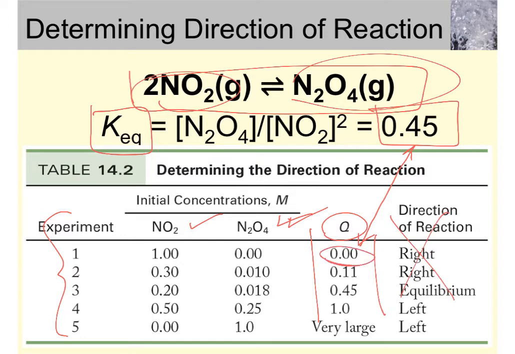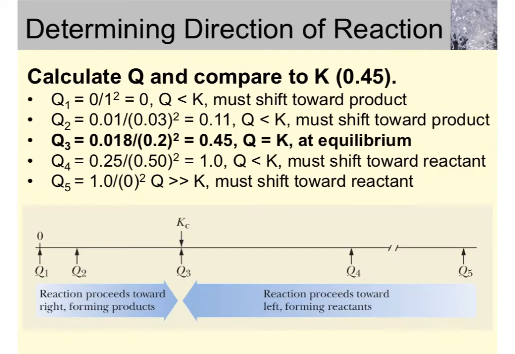So here's a case where Q, compared to K, is smaller, it's too small. That means not enough product. The numerator is not big enough, not enough product. If there's not enough product, which way will it shift to get more product? To the right. So whether you draw a number line, whether that method helps you or the conceptual method helps you, make sure that you can make these predictions.